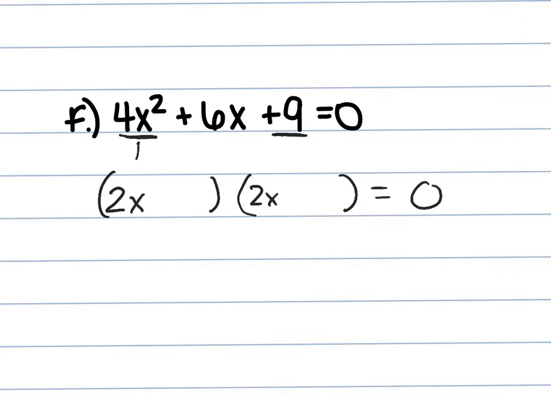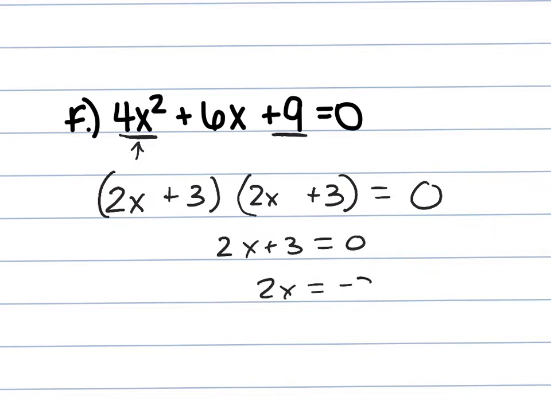The 2x came from here. The positive 3 came from there. So we get 2x plus 3, 2x plus 3. So we're going to set those equal to 0. But of course, I'm only doing one of them. They're exactly the same, so I'm only going to do one. 2x is equal to negative 3. Then we divide by 2, and we get x is equal to negative 3 halves.